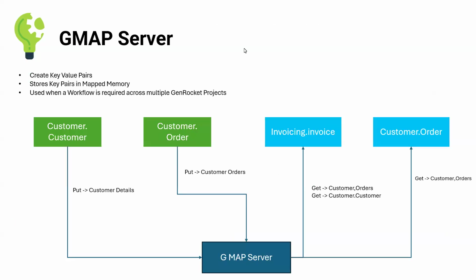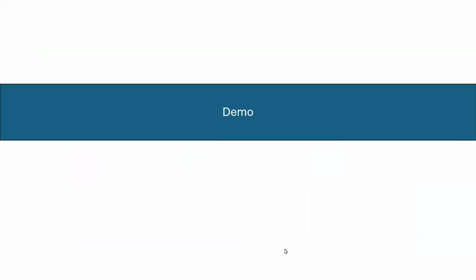In this demonstration, we are handling integration. So here we're going to make heavy use of the GMAP server. The GMAP is doing this by creating key value pairs. These will be stored in map memory. And by way of example, when we are generating for the customer table and the order table, these will be put into memory. And when generating for invoicing or indeed updating the customer order, we'll be retrieving these from the GMAP server. Without further ado, let's jump into the demo.